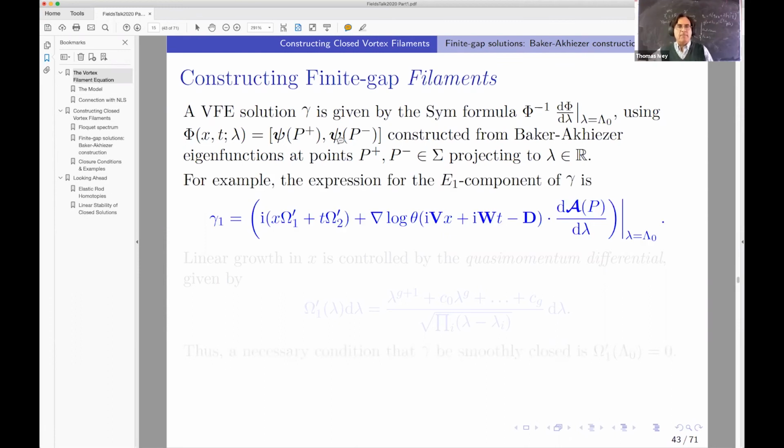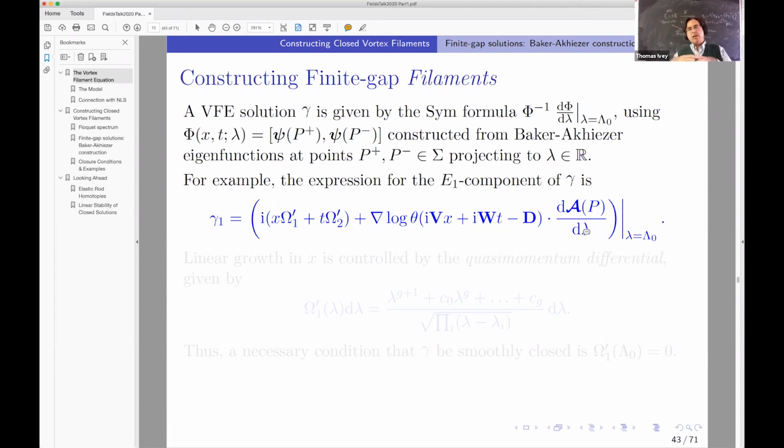When you do that identification of SU2 with R3, the E1 component of the curve you get looks like this. So these are the ingredients: you've got the log of the theta function, the gradient, the multi-directional gradient in G-dimensional space, dotted with the derivative of the Abel map with respect to lambda.